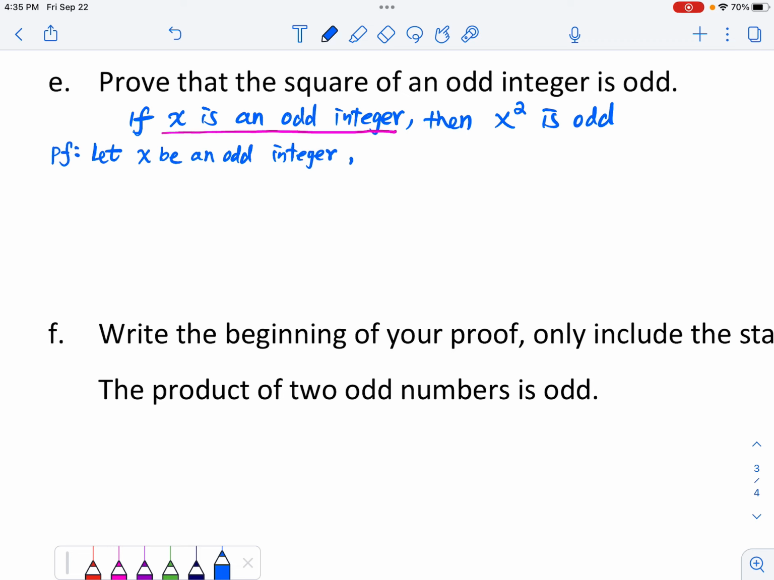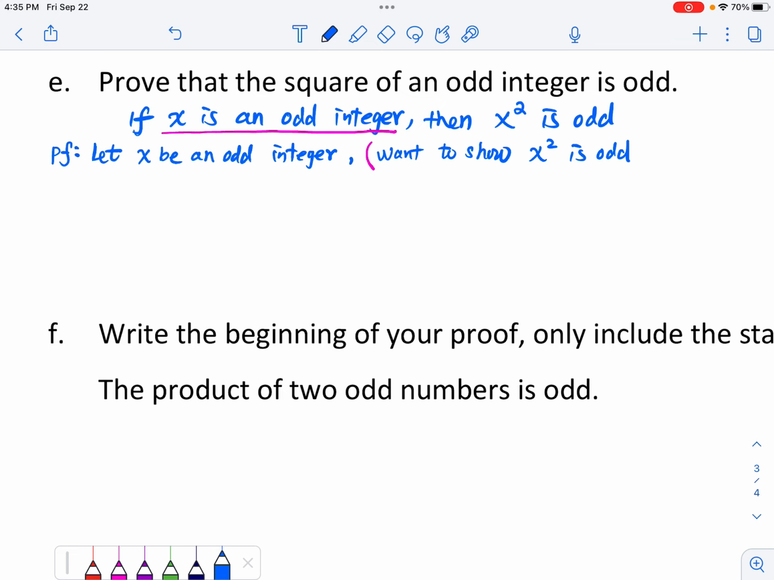Now the next one is, we want to show. What do we want to show? That's the conclusion we want to reach. We want to show x squared is odd. In the future, when you're getting more and more proficient, sometimes this can be skipped. But I would not think this is a good idea at this moment. I would like you to continue to write it out.